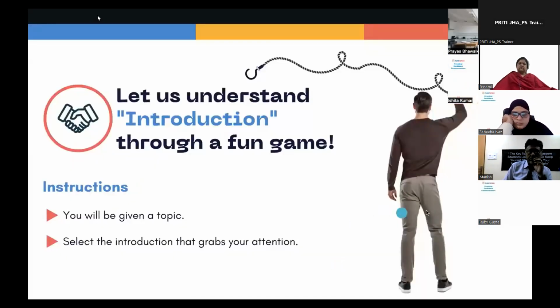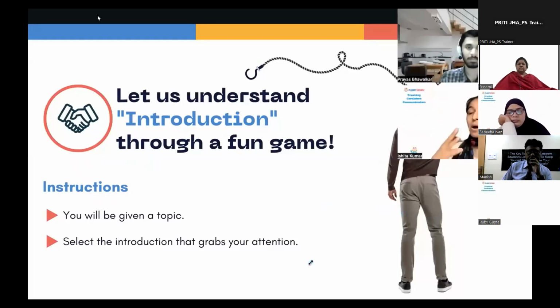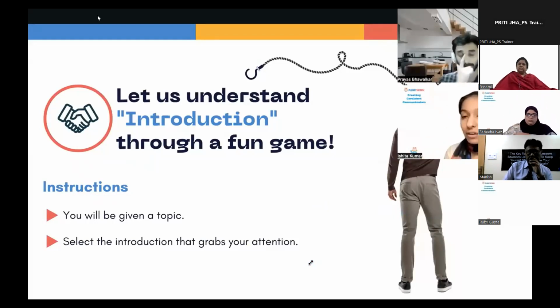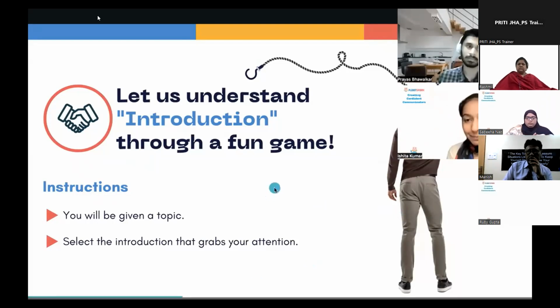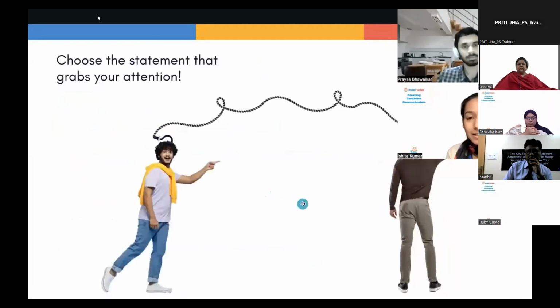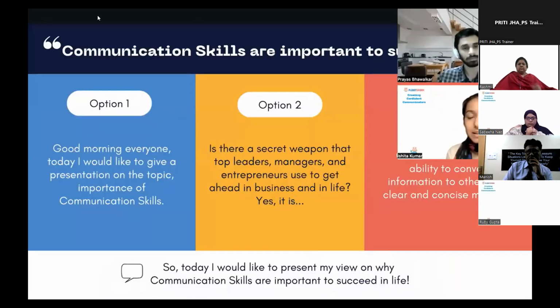Now, we are again, as I've already told you, there are tons of games that we have to play. Okay, so we are again going to learn about how to make a really good introduction using a fun game. Okay, so you'll be given a topic on the next slide, and I would want you to select the introduction that grabs your attention or hooks your attention. Okay, so let's see. Okay, so yeah, so can you read out the first sentence, please? Communication skills are important to succeed in life. And these are the 3 options. I would want you to read aloud all the 3 options, please, and then we'll think that which one is the best introduction, best hook for us.